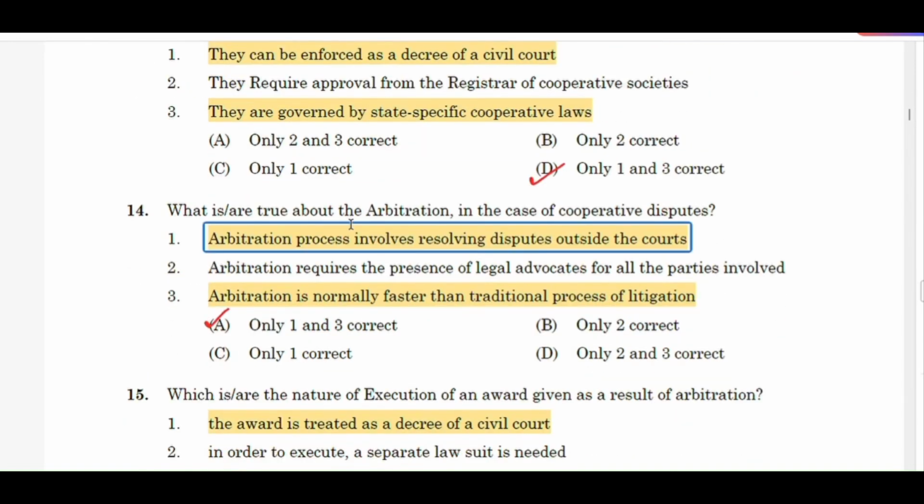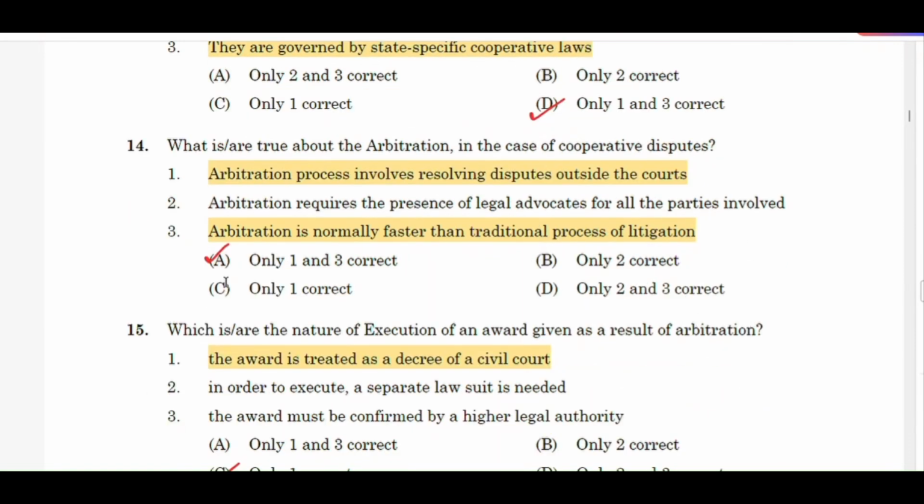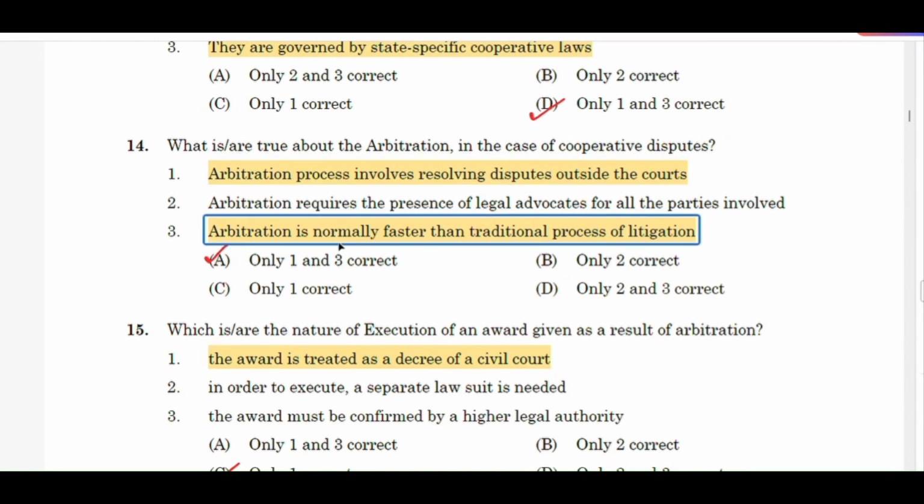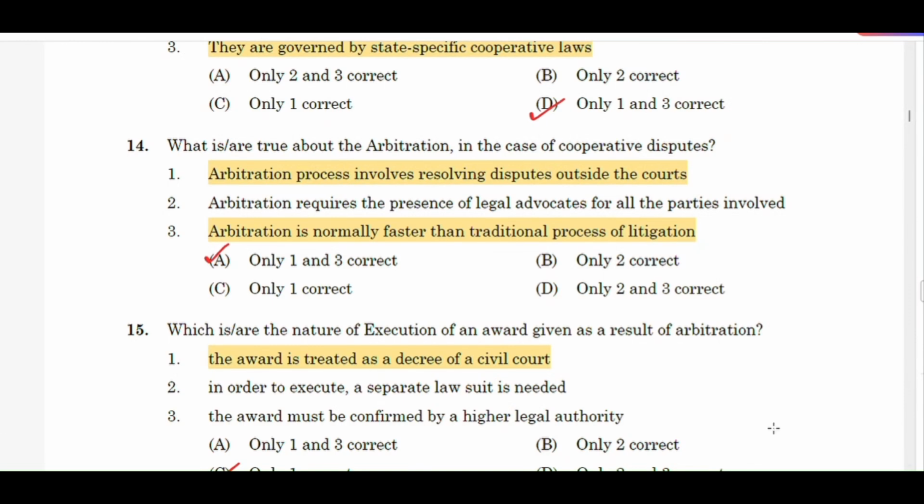Next question, what are true about the arbitration in the case of cooperative disputes? Answer is option A, only 1 and 3 correct. Arbitration process involves resolving disputes outside the courts. Arbitration is normally faster than the traditional process of litigation.